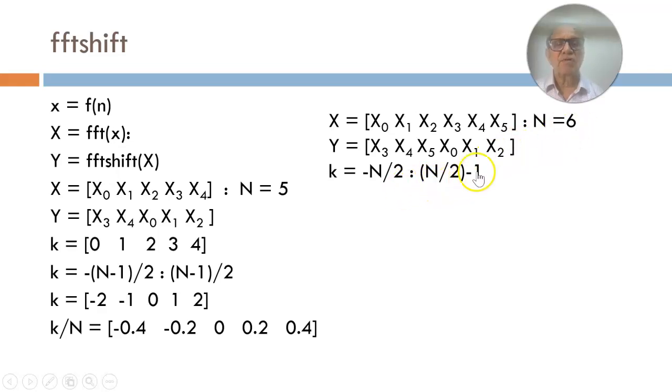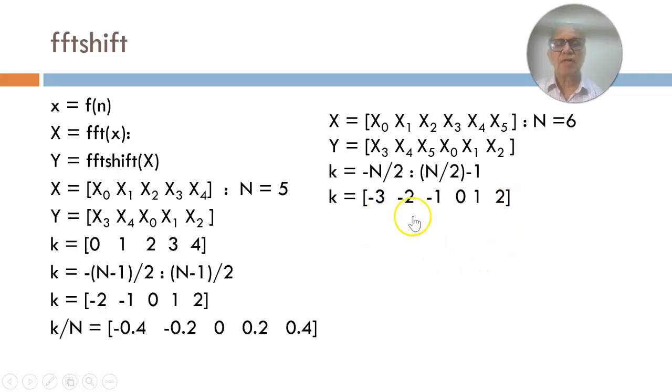So in this case, n is equal to 6. So this is minus 3 and this will go to 2. So from minus 3, it will go to 2. So it will be minus 3, minus 2, minus 1, 0, 1, 2. That means at k equal to minus 3, you have x3. K equal to minus 2, you have x4. K equal to minus 1, you have x5 and so on.